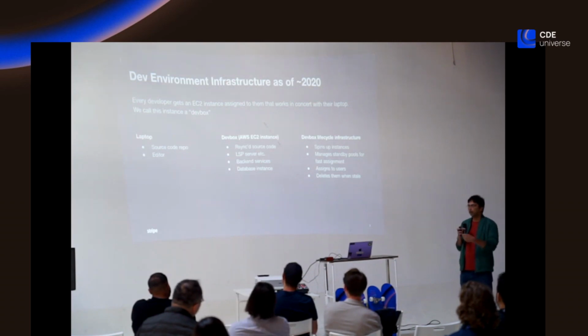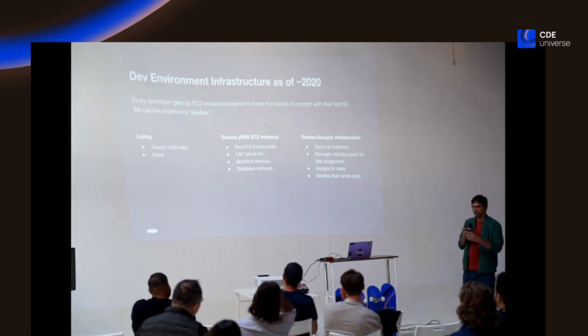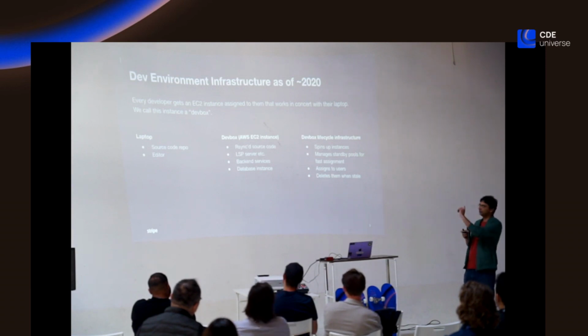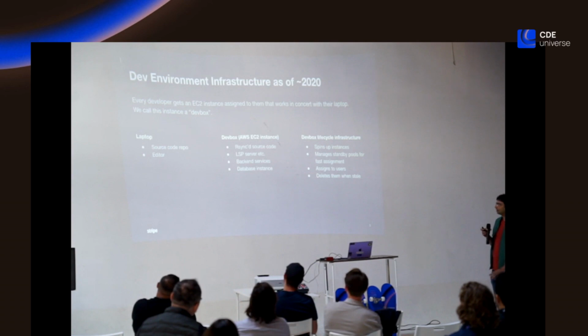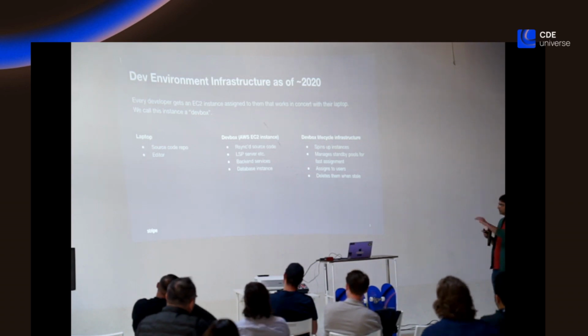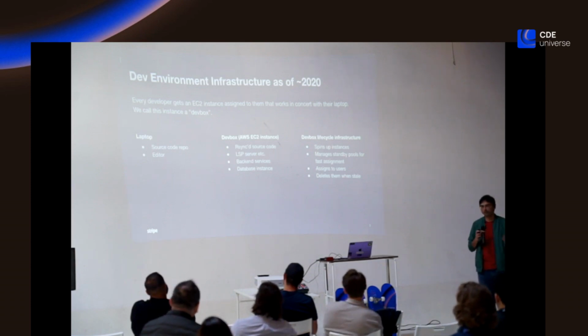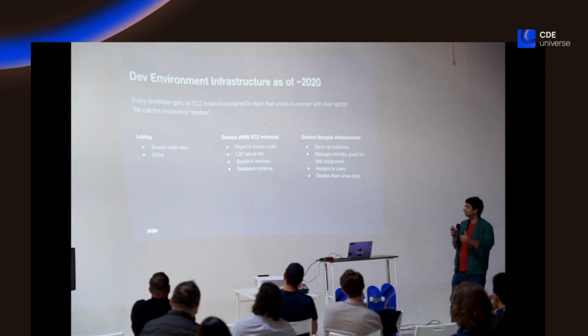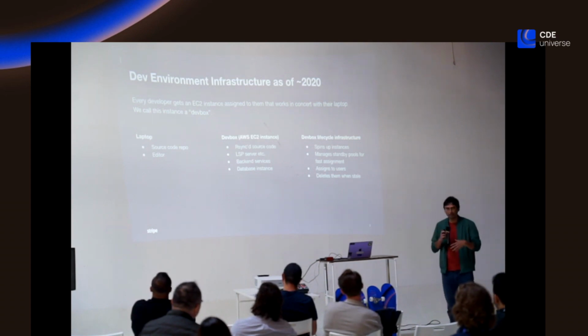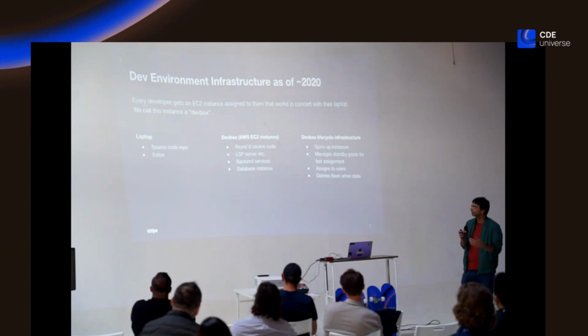Each developer got an EC2 instance, and we rsync source code from the laptop into these instances. We'll talk more about the architecture of that. And of course, there's quite a bit of infrastructure to manage all of these instances. We assign these to users. We have to destroy them when they're stale, and so on and on.